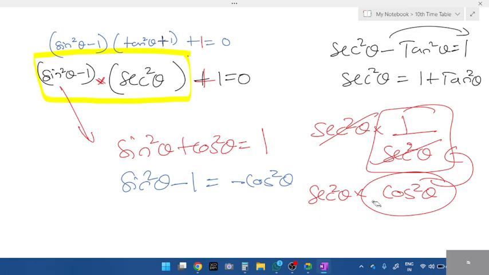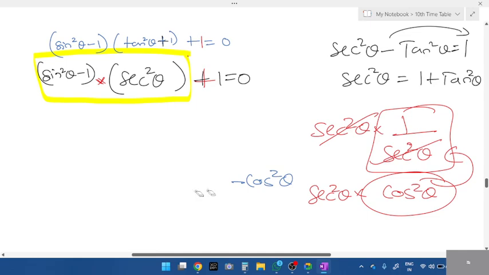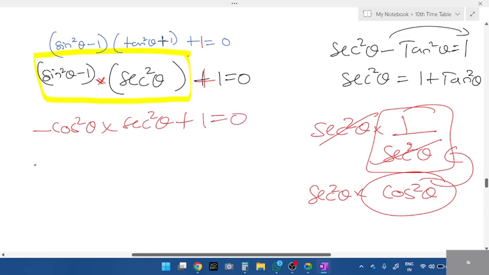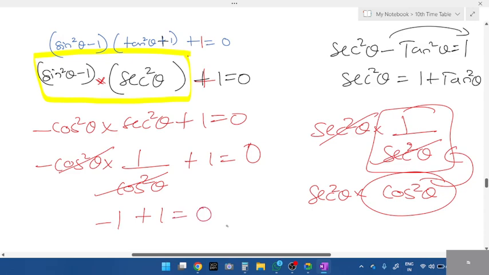Look how complicated trigonometry is. Not complicated, you have to just think. You have to analyze. Okay. Now let me write minus cos square theta. Minus cos square theta into sec square theta plus 1 is equal to 0. I'll keep minus cos square theta as it is. What is sec square theta? Reciprocal of sec square? 1 by cos square theta. According to board math, first multiplication, both get cancelled. What is left? Minus 1 plus 1 is equal to 0. Left hand side is equal to right hand side.